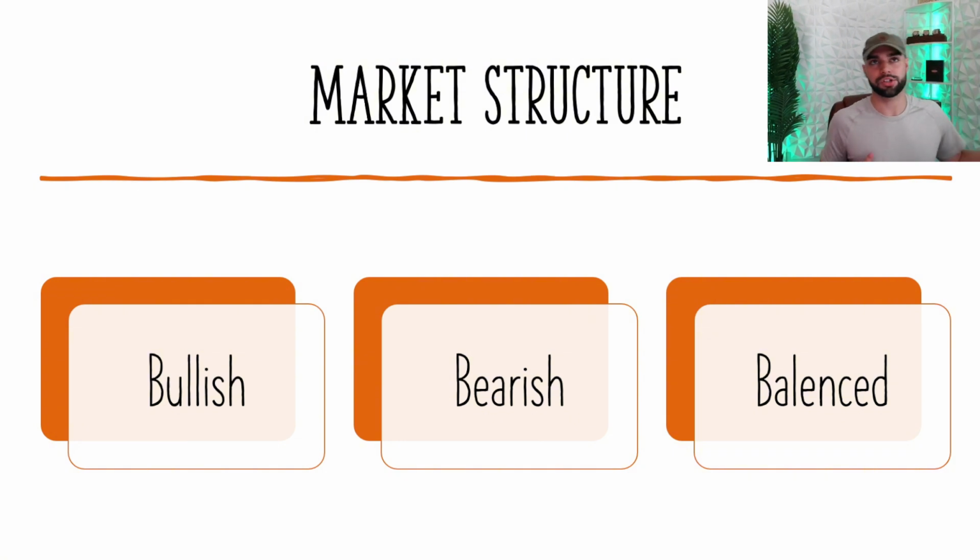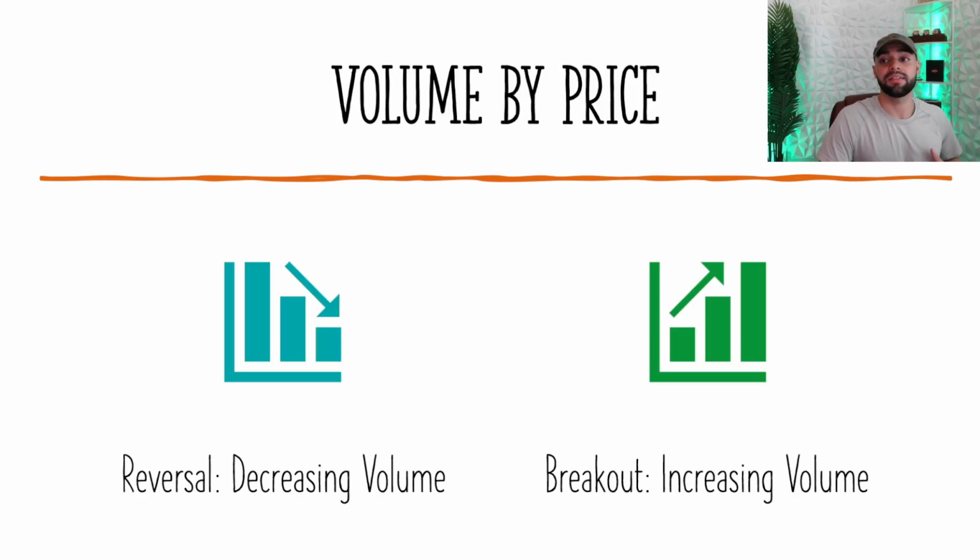We talked about market structure. We know it's bullish, bearish, or balanced. So we need this as step number one in our setup. That's important when you come in to build a setup and take a trade. Next thing is volume by price analysis, right? Reversal decreasing, breakout increasing. We got that checked.